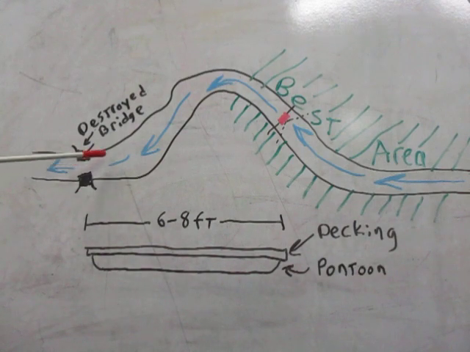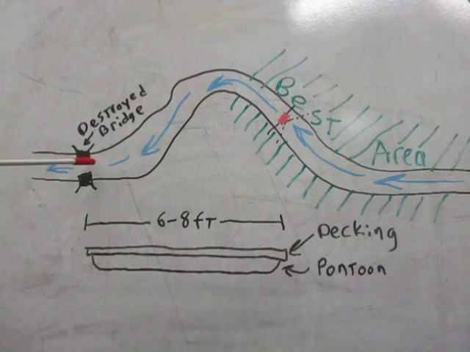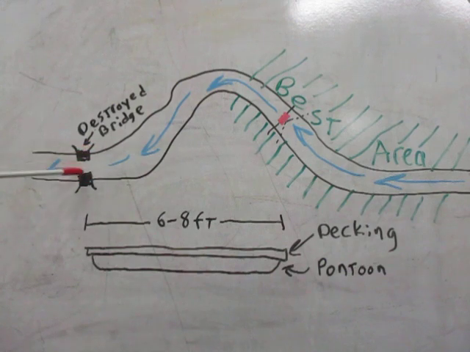Now, putting your crossing point near a destroyed bridge probably not the best idea. Yes, the water's going to be slower here because of all the debris in the water, but the enemy's already hit this target once. Plus, it's a location that can be easily found on a map.